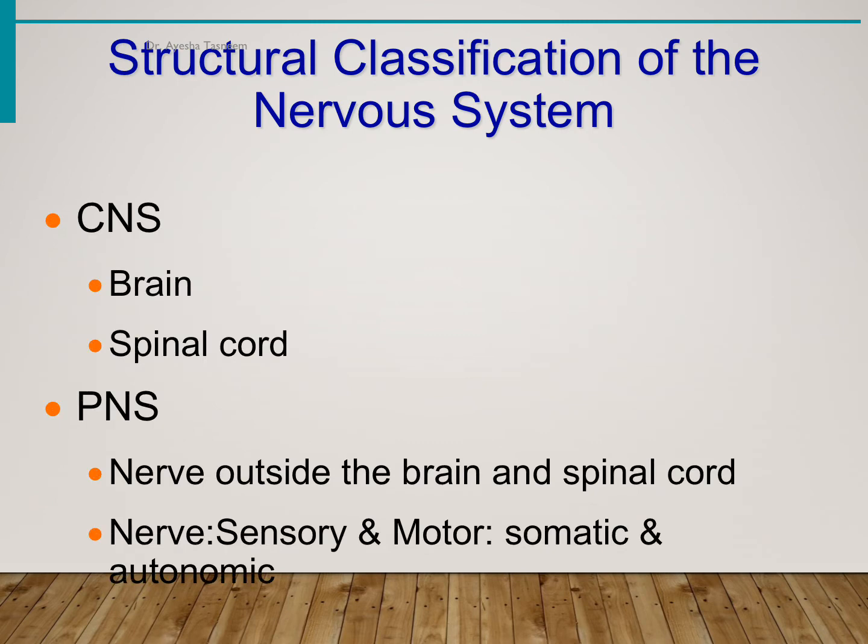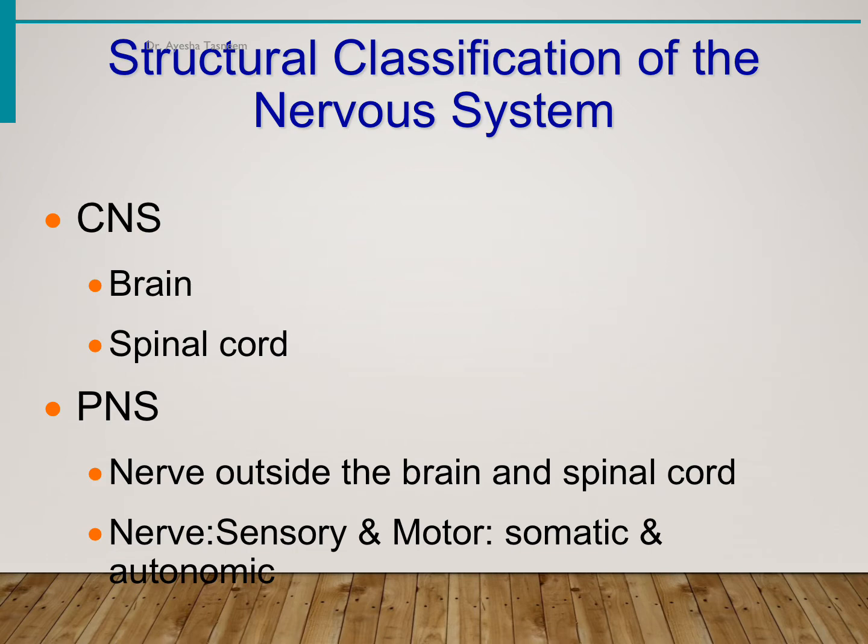Then we come to the structural classification of the nervous system. It is composed of two systems. One is the central nervous system, the other one is the peripheral nervous system. The central nervous system includes the brain and spinal cord, while the peripheral nervous system includes nerves outside the brain and spinal cord. And nerves are of two major types, sensory and motor.